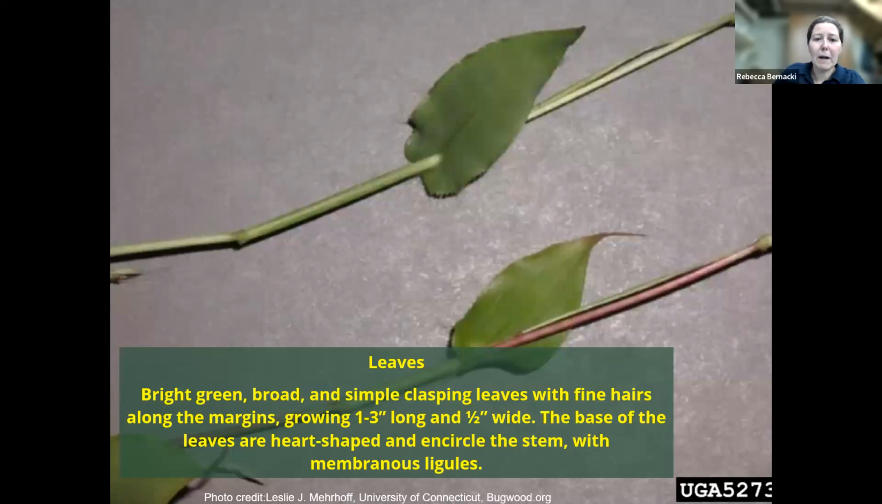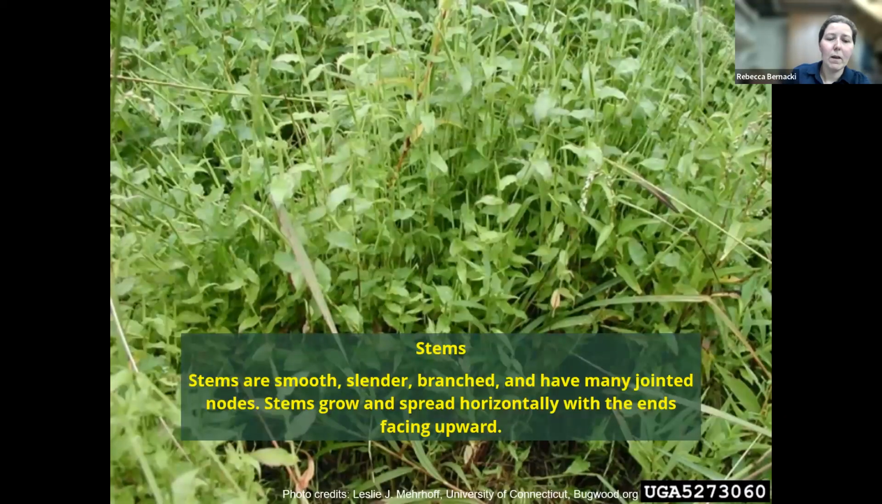The leaves do have fine hairs around the edges or the margins. And those leaves are going to grow to be about 1 to 3 inches long and about 1/2 inch wide. The base of the leaves are going to be heart-shaped and encircle the stem, as I mentioned, and they are going to have that membranous ligule. Remember, the ligule is where the leaf attaches to the stem. The stems are going to be smooth and slender and branched. They're going to have many jointed nodes. The stems are going to grow and spread horizontally with the ends facing upward.